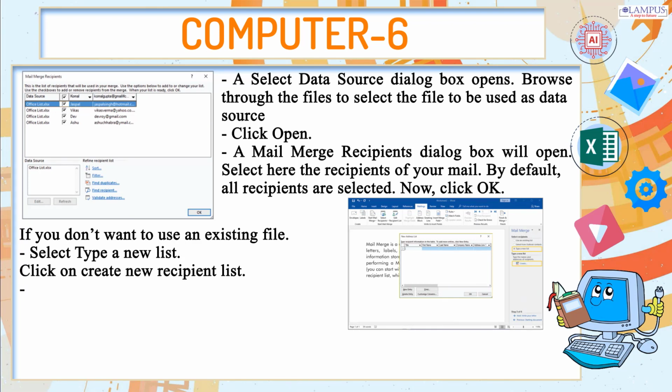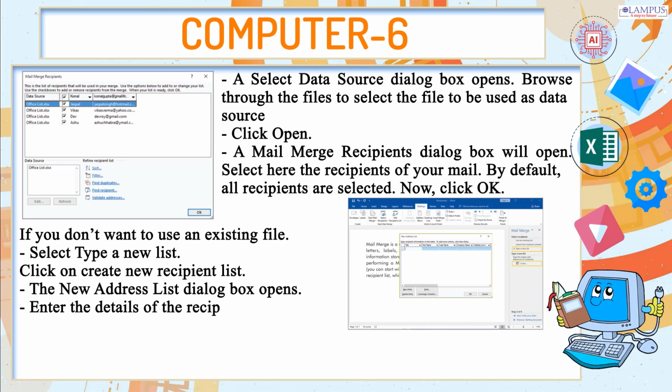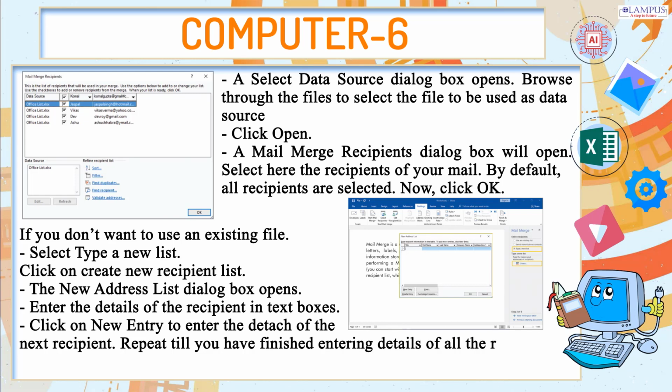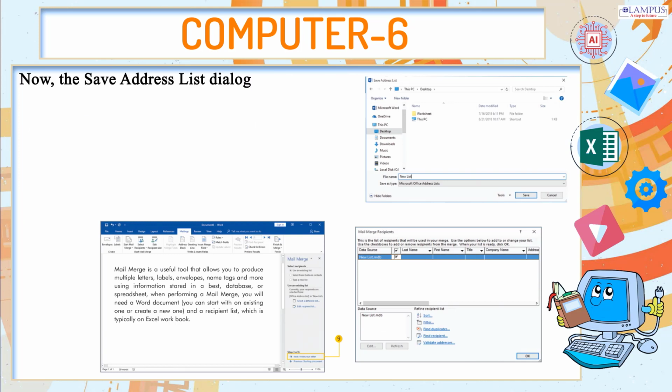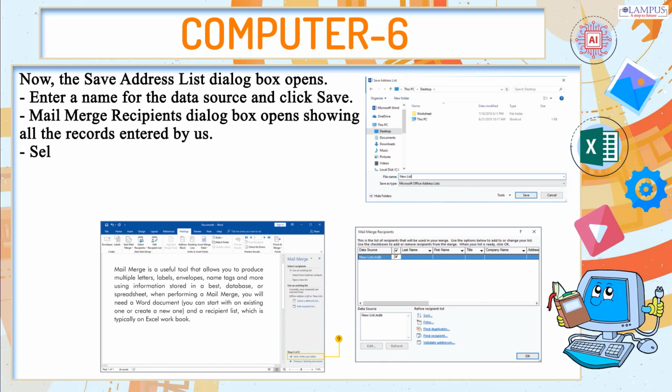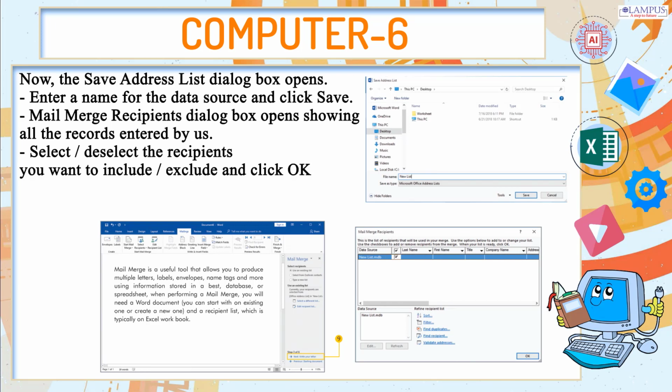If you don't want to use an existing file, select Type a new list. Click on Create New Recipient List. The New Address List dialog box opens. Enter the details of the recipient in text boxes. Click on New Entry to enter the details of the next recipient. Repeat till you have finished entering details of all the recipients. Click OK. Now, the Save Address List dialog box opens. Enter a name for the data source and click Save. The Mail Merge Recipients dialog box opens showing all the records entered by us. Select or deselect the recipients you want to include or exclude and click OK.